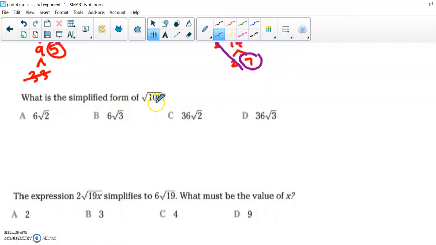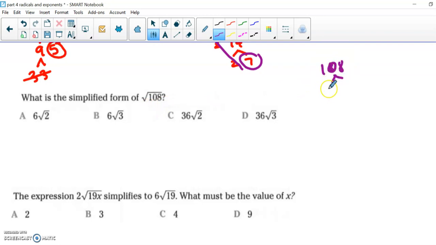And here's our first Keystone practice problem. What you could do is punch it in your calculator, get a decimal, punch all the answers in your calculator, and see which one gives you the same decimal. You can use their answers and square the number outside. 6 squared is 36. Multiply that by 2, see if you get your 108. That might be a quicker way, or we could just do it the way we just learned.